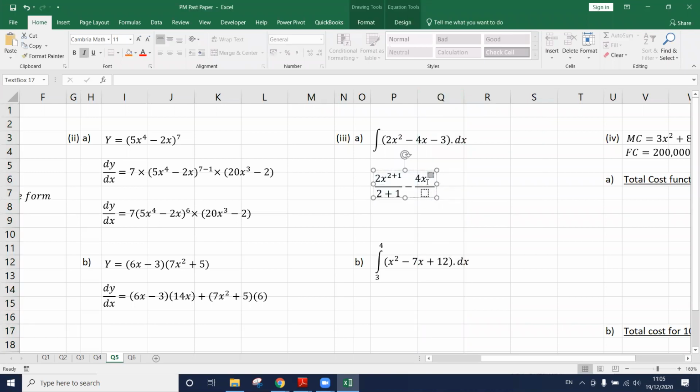Again, already the power value is 1. Become x in a power. We need to divide it by power plus 1.